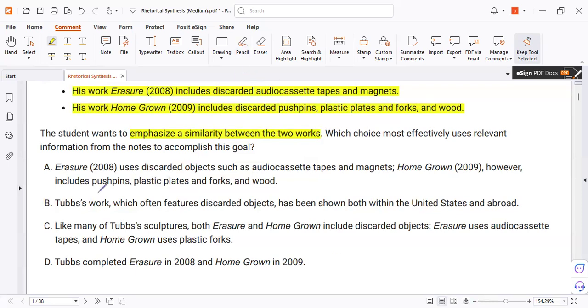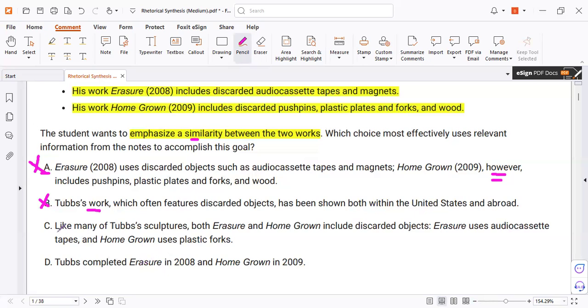As you see here, in letter B, he mentioned only this work. So only one work, no, we need both. For letter A, he mentioned contrast, not similarity. He said, however, so wrong. And this one, he didn't mention clear information. What are the two works and what is similar?